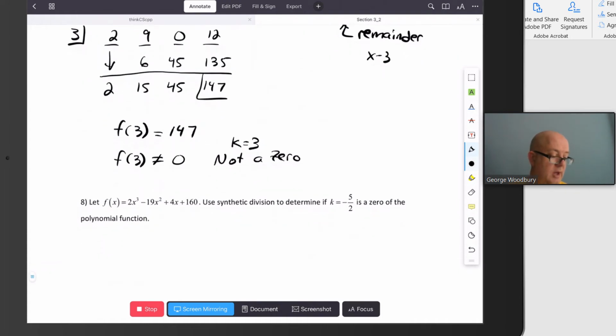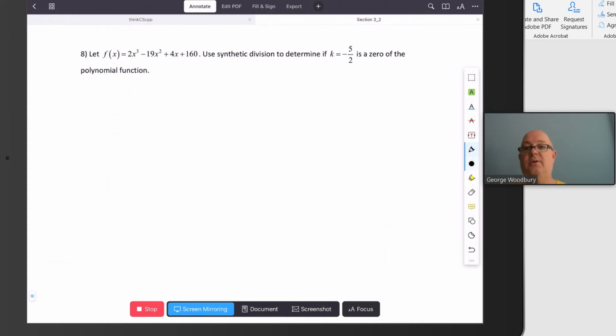Let's try another one. This one has a little more to it because we can see a fraction already. We're trying to see if k equals negative 5 halves is a 0 of this function. So we put negative 5 halves in that division box. The biggest power is x cubed, so degree 3 means I need 4 spots. 1, 2, 3, 4. I do have 4 coefficients, and in descending order they are 2, negative 19, 4, and 160. Let's bring down the 2.